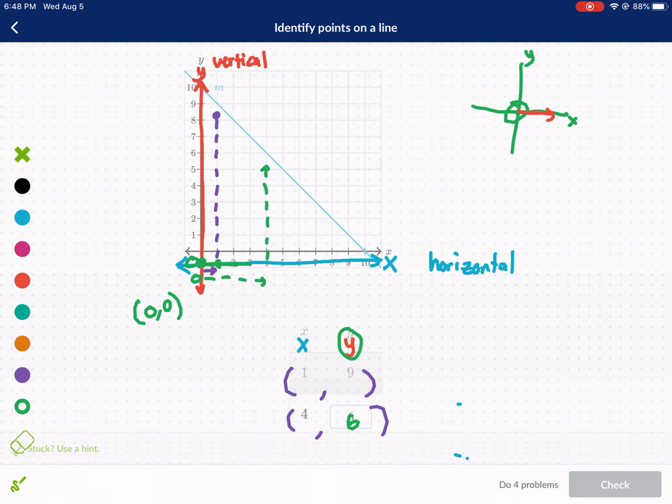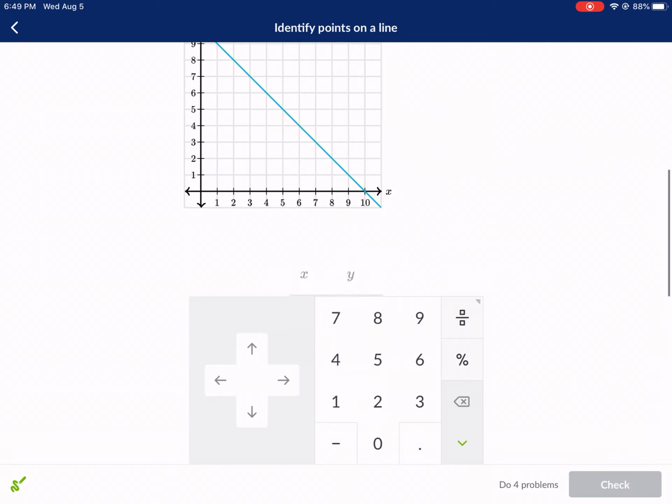Okay. So I now need to count 7 over for the x direction. I'm going to go ahead and use pink. So I'm going to count 1, 2, 3, 4, 5, 6, 7. And I'm going to count up how many units? 1, 2, 3 before I land on the line. There it is, so I need to type in a 3, 7, 3.